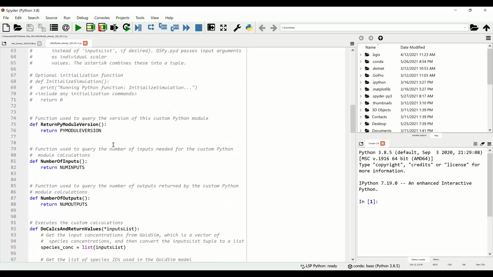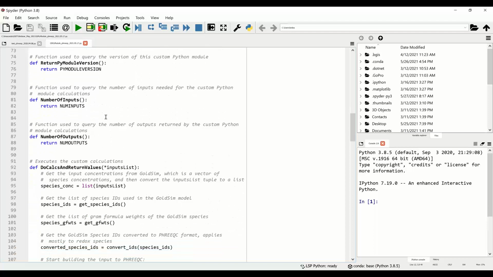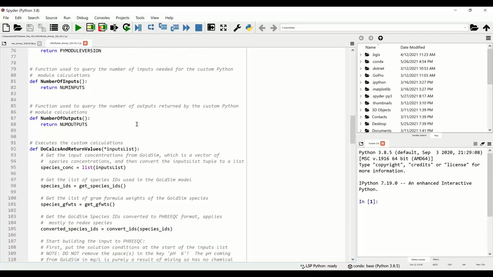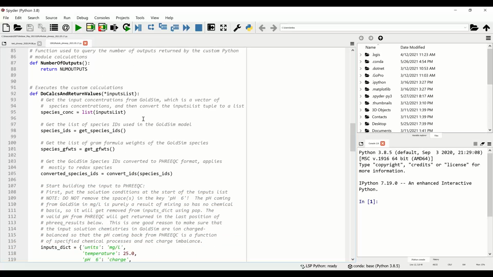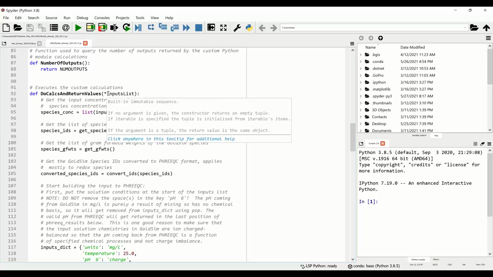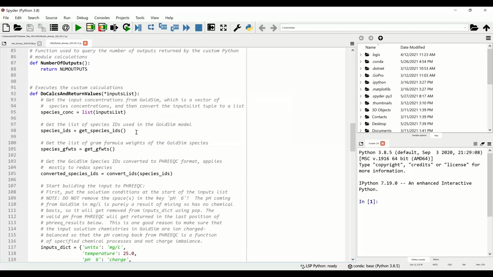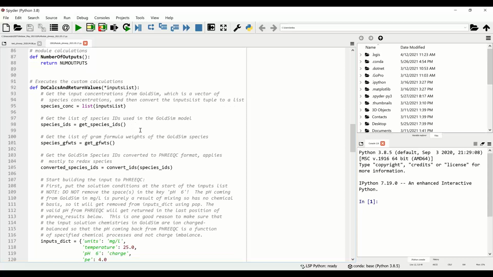If we scroll down here, there's a few other necessary functions. You don't really need to do much with those unless you want to add maybe some error checking. But then we get down to actually the real meat of the Python code, and that's the do calcs and return values function. It receives, you can see this is sort of a star args input, a sequence as a list, a Python list. And so there's some manipulation of those lists which is going on in this code. And I'm not going to explain all of this. If you're a Python programmer, hopefully this will make sense.